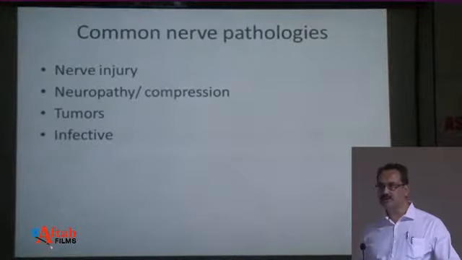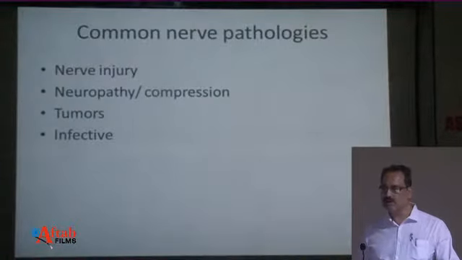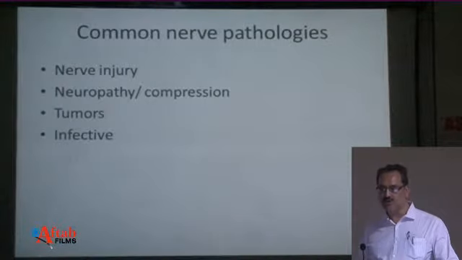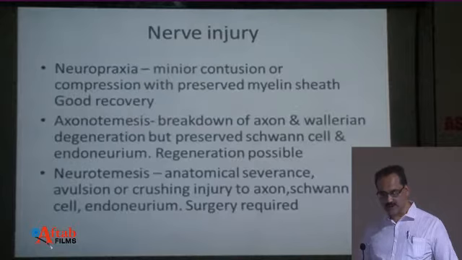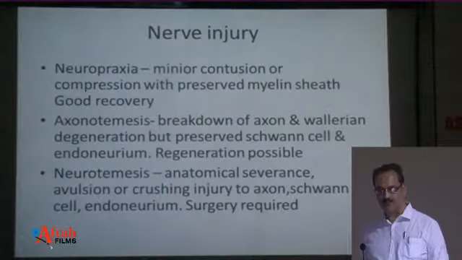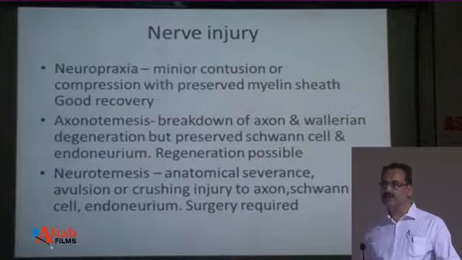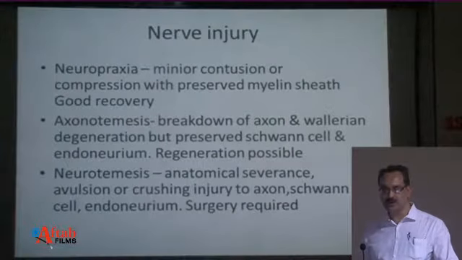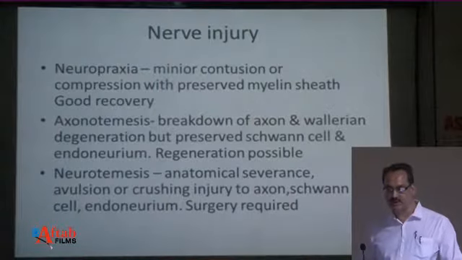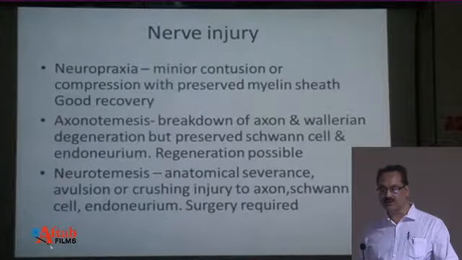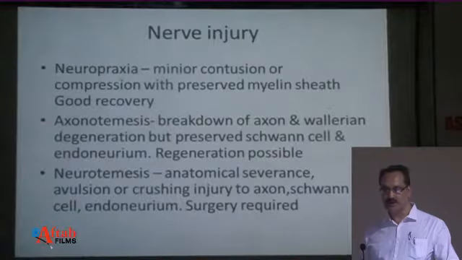Now, the various nerve pathologies that can be diagnosed on ultrasound are nerve injury, neuropathies, that is compression neuropathies, tumors, and infective pathologies of the peripheral nerves. So, nerve injury. There are three different grades of nerve injury. The first and least grievous is neurapraxia, where there is minor contusion or compression with preserved myelin sheath. Usually, it has a very good recovery. Then axonotmesis, that is partial breakdown of axon and myelin degeneration can occur, but there is preservation of the Schwann cells and endoneurium, so moderate regeneration is possible.